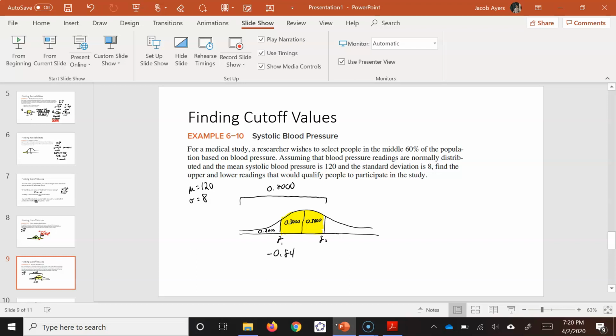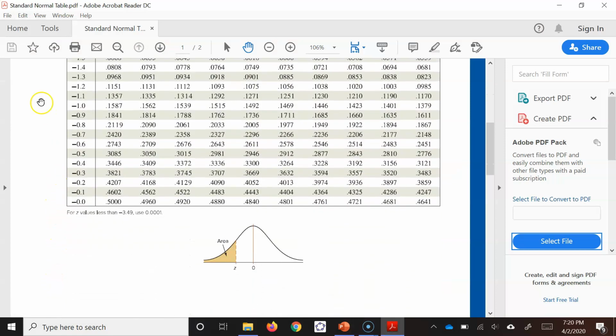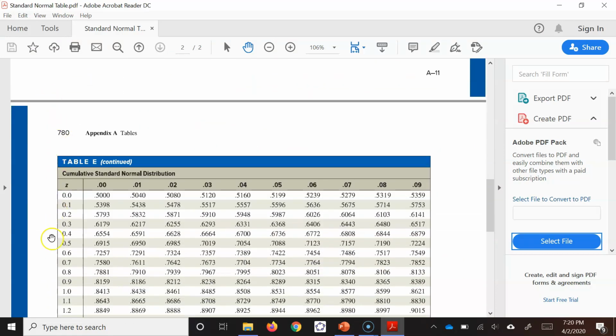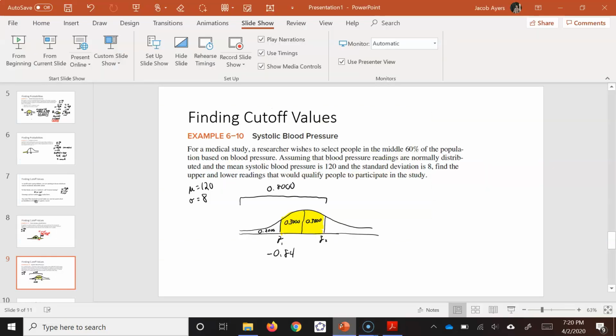Go right back into the table. 0.80, that's bigger than a half, so it will be a positive z-score. 0.8000: 0.7995 is the closest for sure, and that is positive 0.84. When you want those middles, you really only have to find one, because if it's in the middle, you're going to have the positive z-score and the negative z-score that are the same. So I didn't really necessarily need to do that, but 0.84.